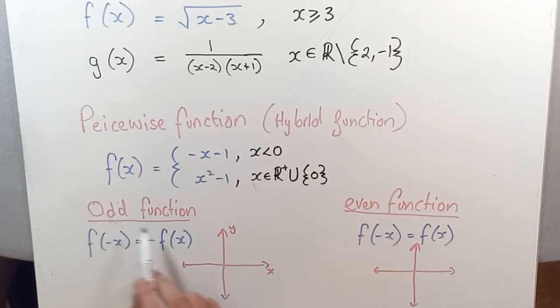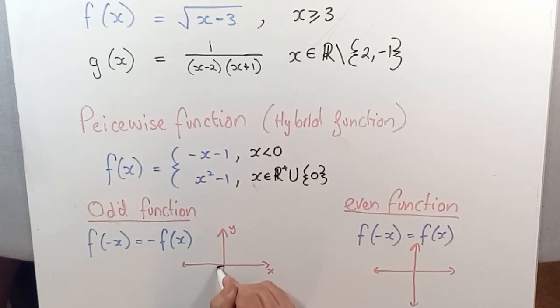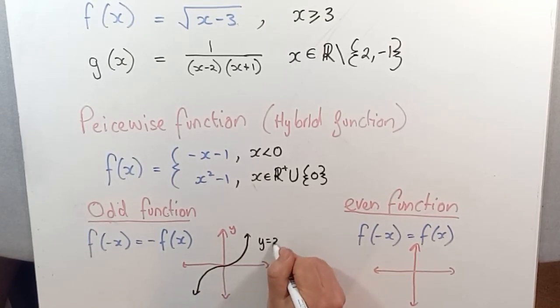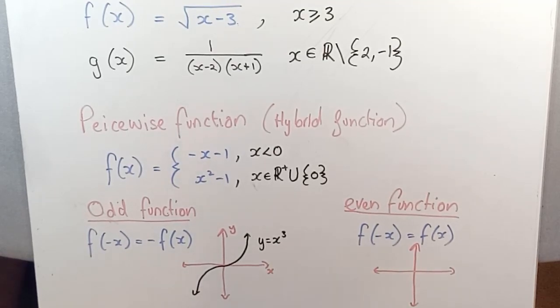Okay, a few more definitions. An odd function is when f of negative x gives you the same as when you have the positive value of x, but it's the negative number. So that means you get a rotation around here. An example for that sort of function would be y equals x cubed, or f of x equals x cubed. So this is an odd function. If you rotate it 180 degrees, you get the same thing.